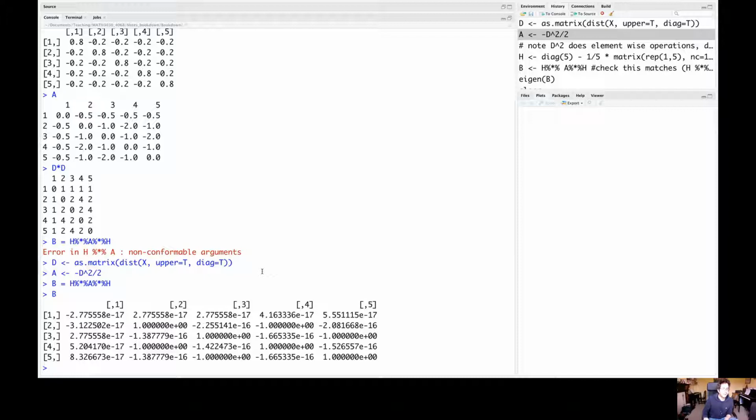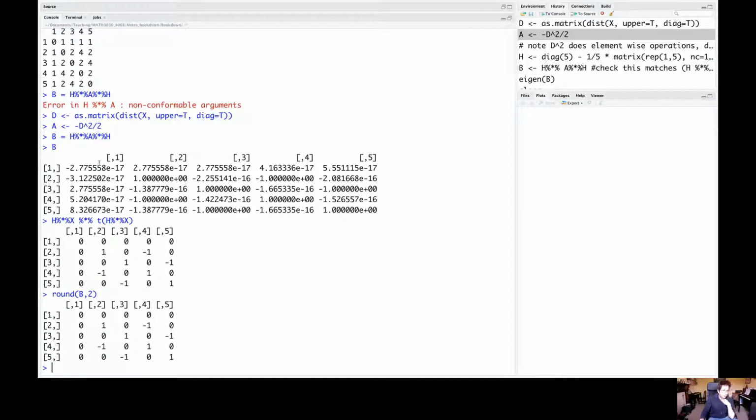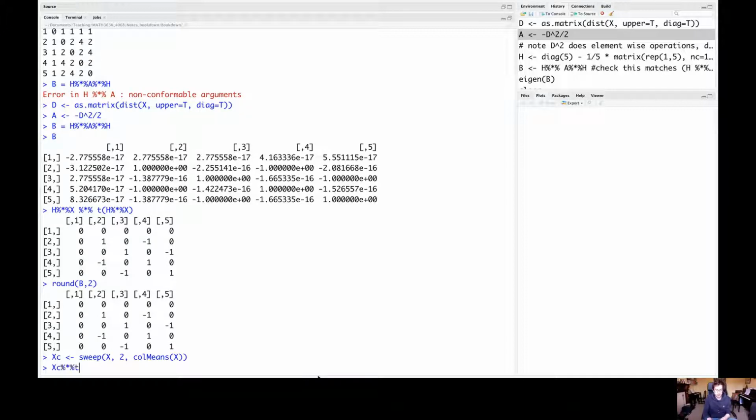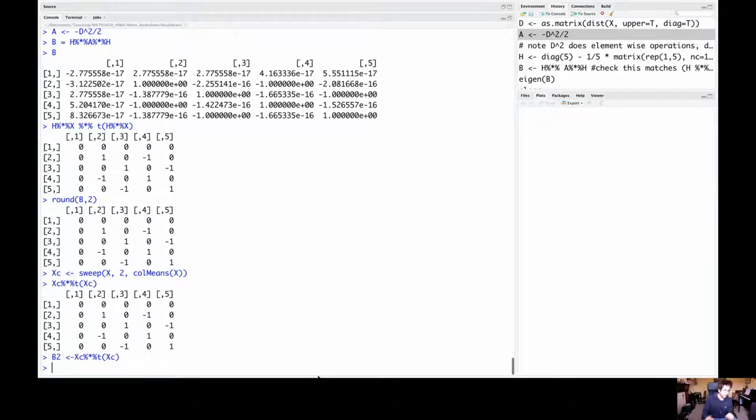Now the first bit of the theorem said that B computed this way, HAH, could be computed more easily as H times X times the transpose of H times X. Okay, so they look a bit different when we first see them, but let's just round this off a bit. Okay, so lots of these numbers are very close to zero. There's numerical error here, so I've just rounded them off. Okay, and you can see we've got the same thing here. B is the same as computing it this way. Another way of doing this, we could have centered X using the sweep command like we've used. Okay. And then if we do XC times the transpose of XC, we get the same thing again. Okay, so let's call this thing B2, just for later.